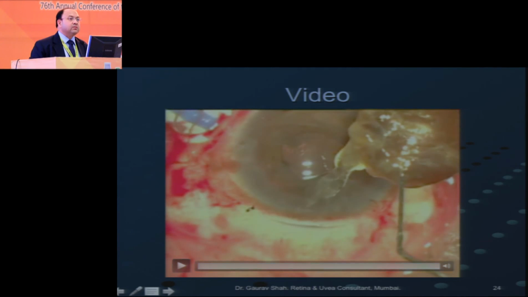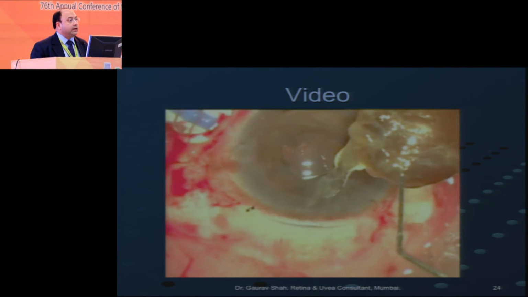This is how we would rarely manage a nucleus which is very dense and brunescent, and this is the only case where an IOL insertion at the initial time of PCR is not indicated. Otherwise, in most of the cases, you all can safely go ahead and insert an intraocular lens.